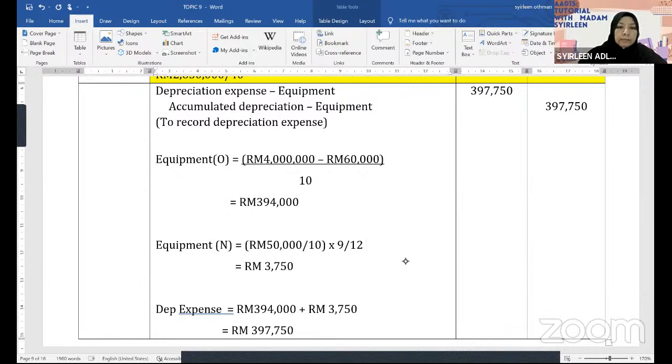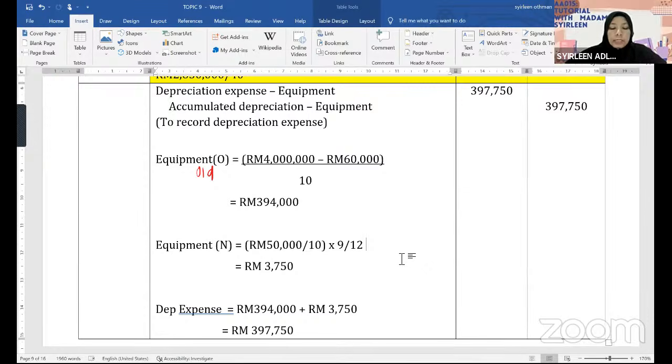This is old equipment using monthly basis. So the old equipment asalnya ada 4 million. Tapi tadi sebab saya dah jual yang lama, okay, depreciation untuk tahun ni tak payah kira ke madam? I am doing it now, Kelly. Alright. Okay, so saya akan minus the old asset that you disposed just now.